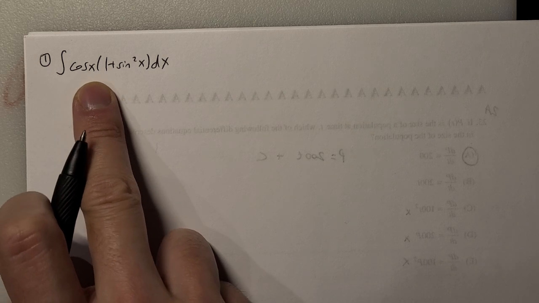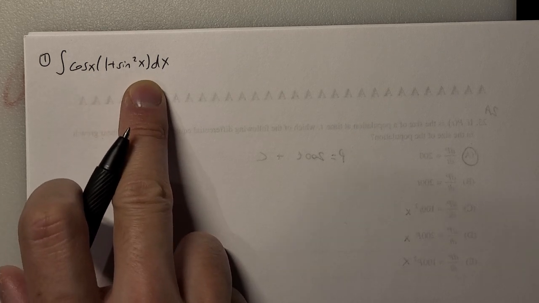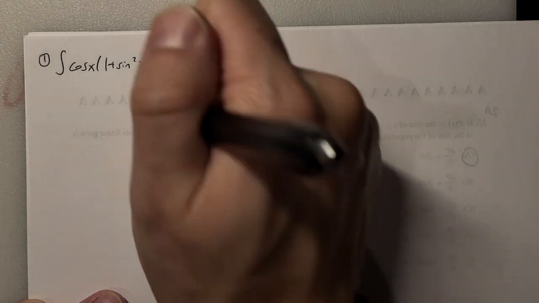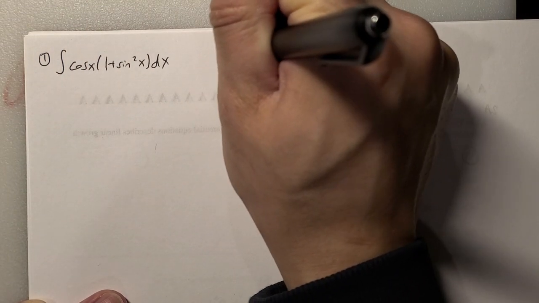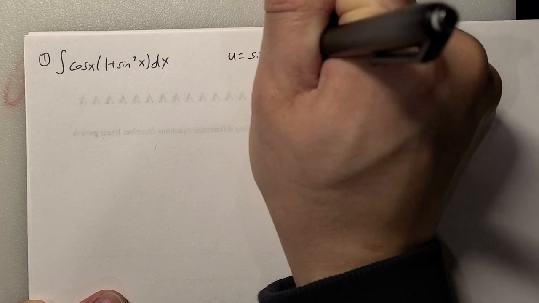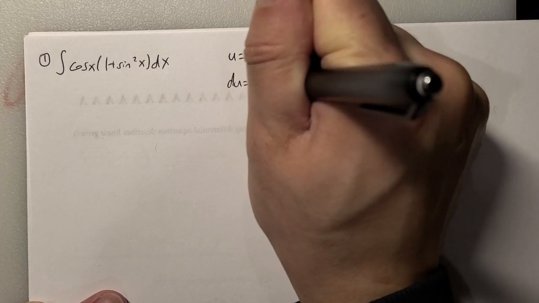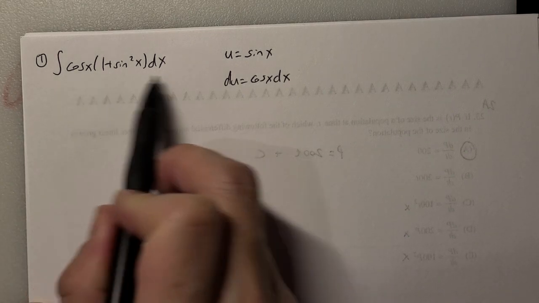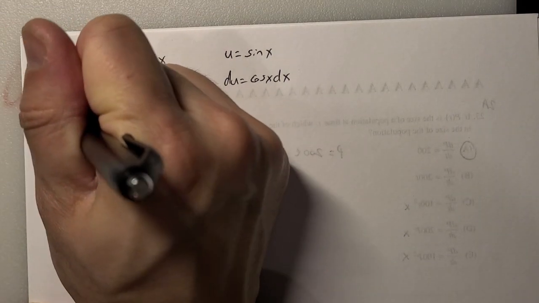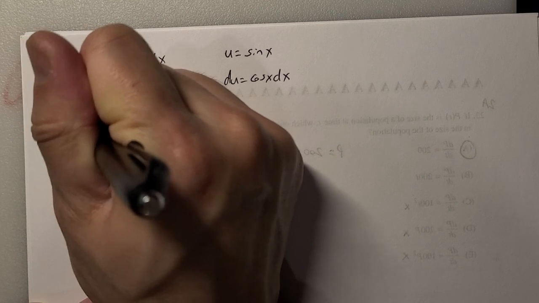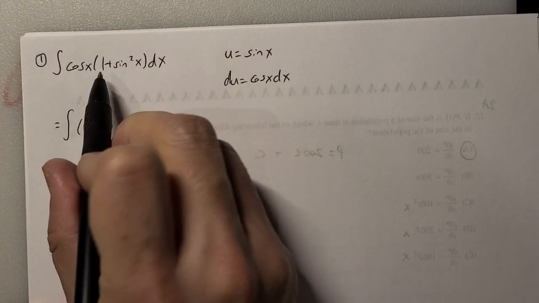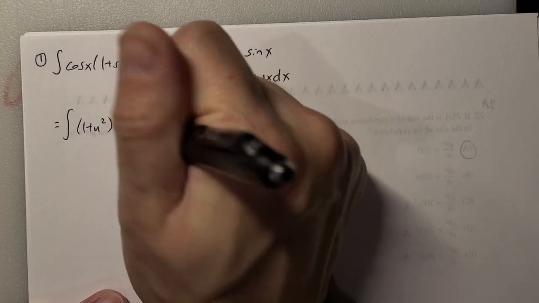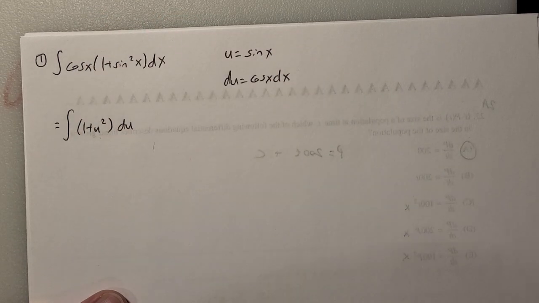We have this integral cosine x over 1 plus sine squared x dx. Okay, so here I can already see that we can make a substitution. We let u be sine x, du is cosine x dx, and we have that exactly here. So we can rewrite our integral as 1 over 1 plus u squared, that's here, and then cosine x dx is just du.